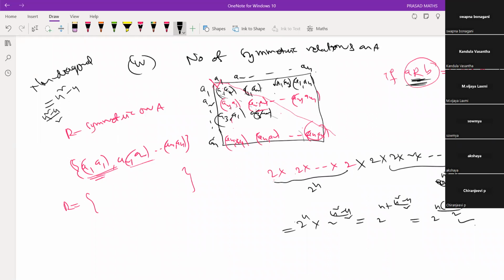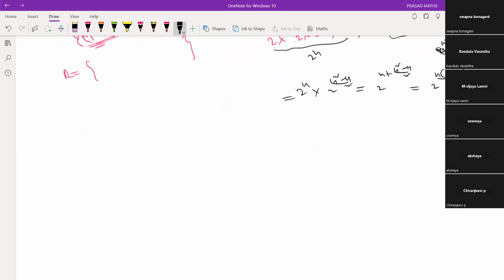So there is no such formula for transitive relations. No formula is there, but there is a research paper on trans 2. So no suitable closed formula is there for trans 2.